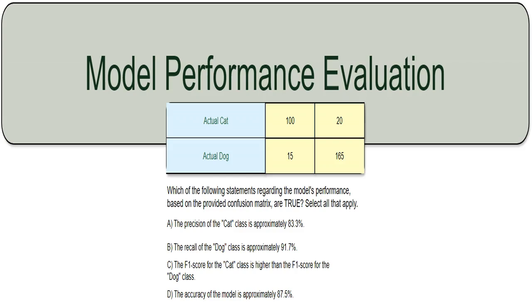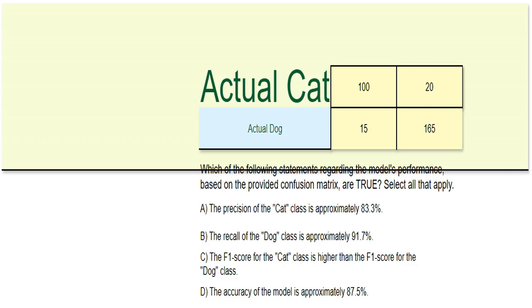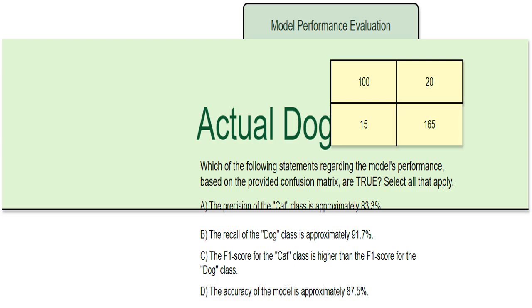This row indicates the actual number of cat images in the dataset. This row represents the actual number of dog images in the dataset. This column represents the number of images the model predicted to be dogs. The model correctly identified 100 actual cats as cats, true positives.